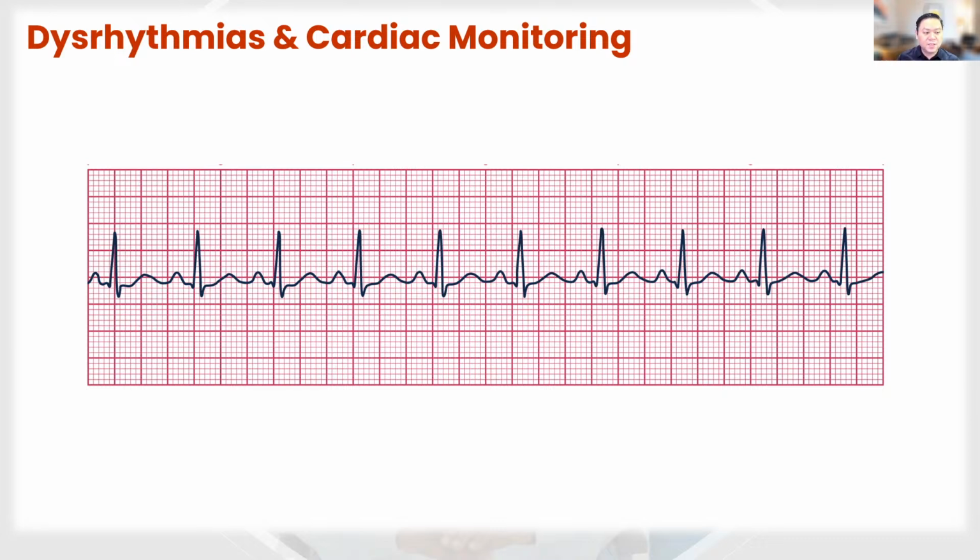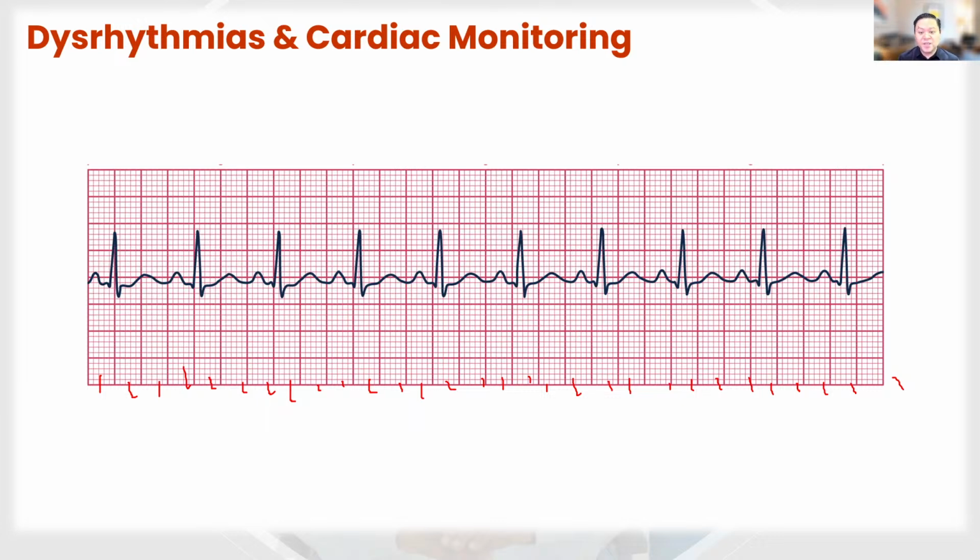Let's take a look. There's 1, 2, 3, 4, 5, 6, 7, 8, 9, 10, 11, 12, 13, 14, 15, 16, 17, 18, 19, 20, 21, 22, 23, 24, 25, 26, 27, 28, 29, 30. So this would really be required for you to do that 6-second reading of a regular rhythm in an EKG.